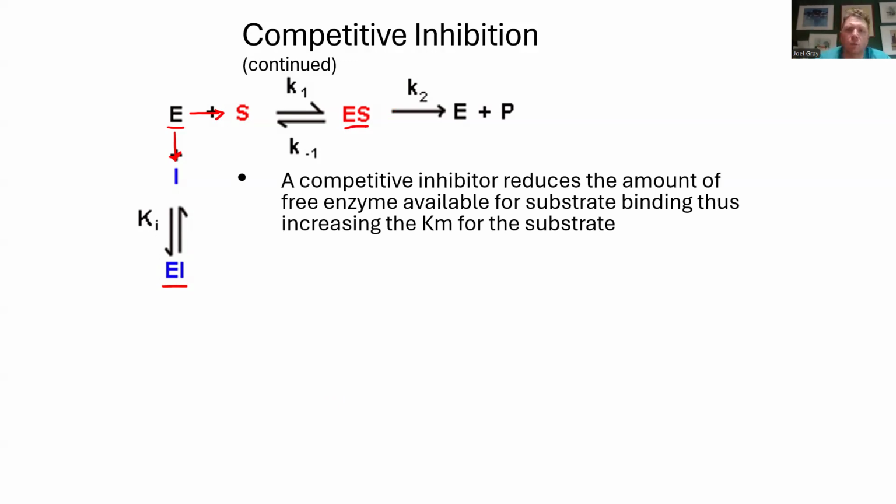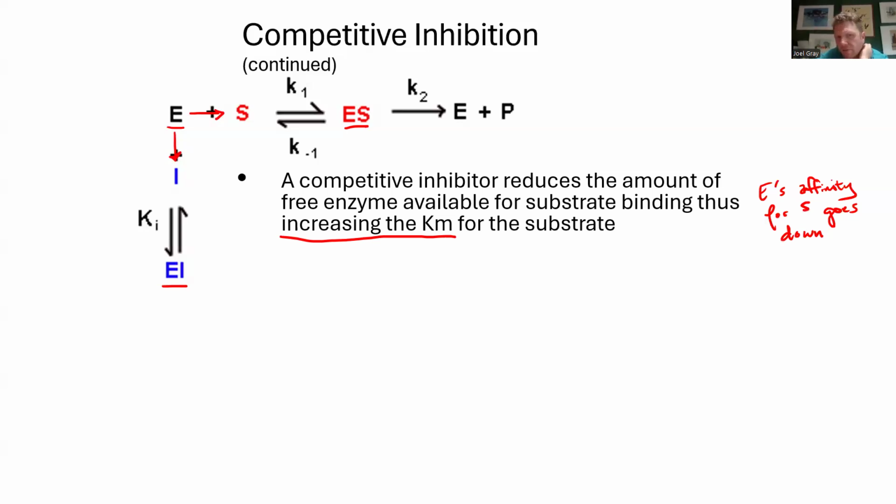Now, a competitive inhibitor is going to reduce the amount of free enzyme available for substrate binding. That's going to lead to an increase in the Km for the substrate. So essentially, it's going to give you the illusion that the enzyme's affinity for S goes down. Because the Km goes up, the affinity for the substrate goes down.